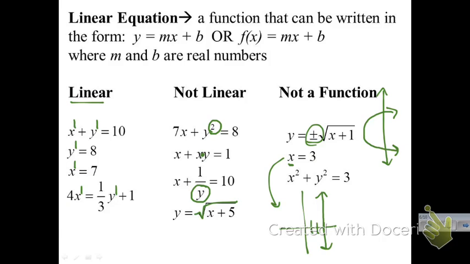The third example that I have here, you have an x squared and a y squared, and what this does for you is it creates a circle. And a circle is not a function because it doesn't pass the vertical line test. Here it passes through twice.